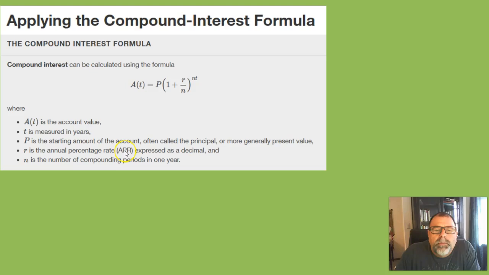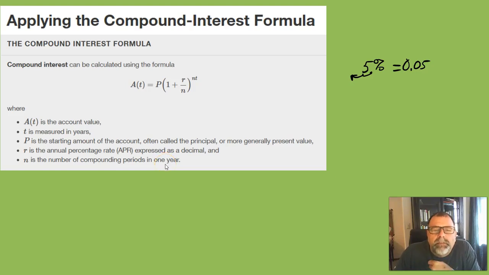r is the annual percentage rate, or APR, expressed as a decimal. So you change it from percent to decimal. Remember, you move it 2 places. So from percent to decimal, move it 2 places. So if I had like 5%, you put the decimal point there, and you're going to move it 2 places that way. So it'll be 0.05 as a decimal. And then n is the number of compounding periods in 1 year.